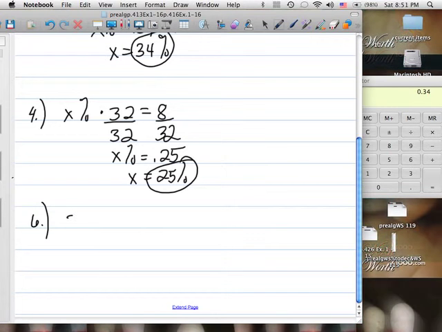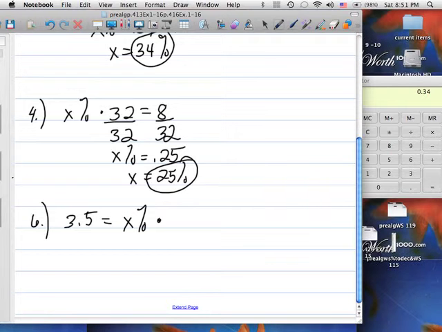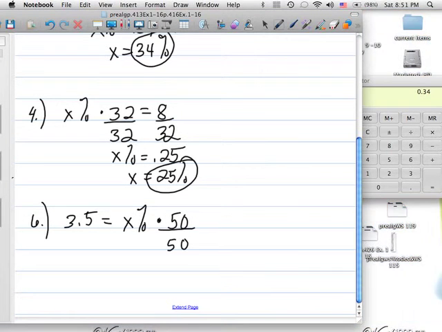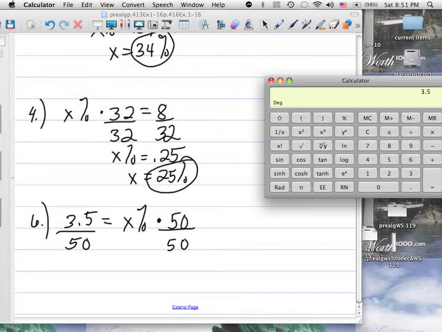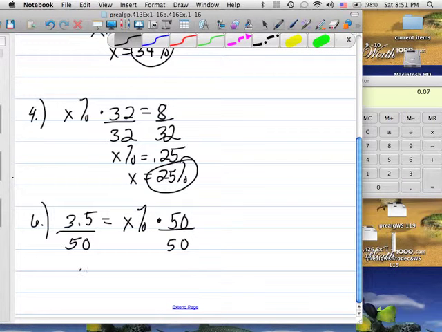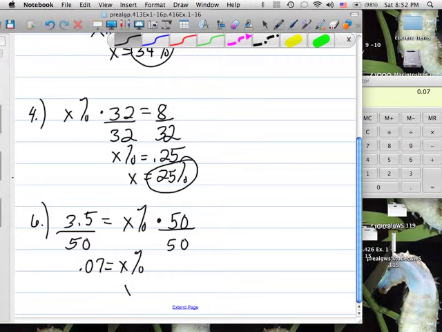Problem number 6, 3.5 equals what percent, X percent of times 50. So we're going to divide both sides by 50. And 3.5 divided by 50 is 0.07. So the percent would be, move it 2 to the right, 7%.